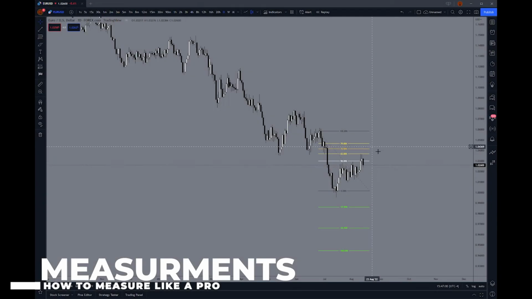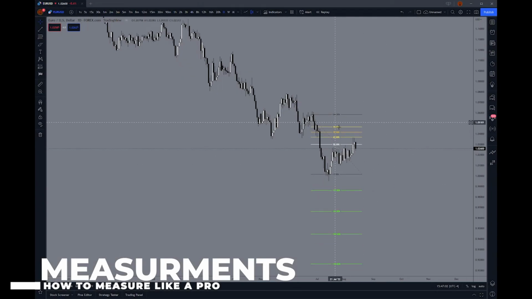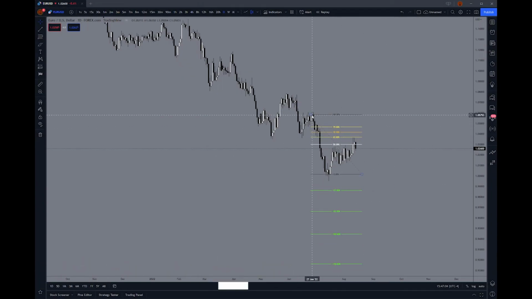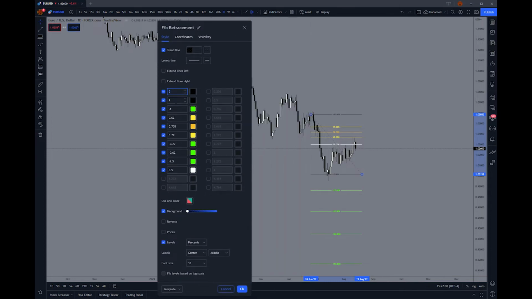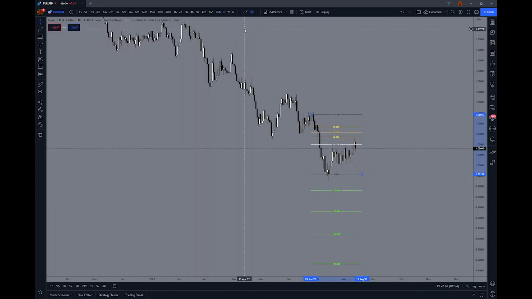Here we have the exact Fib that I use every day in my trading. This is how I set it up. Of course, you can put whatever colors you want, but what's important are the measurements here: 0, 1, -1, 62, 705, 79, -27, -62, -1.5, and 50%. Now, I'm going to break down what each of those mean.